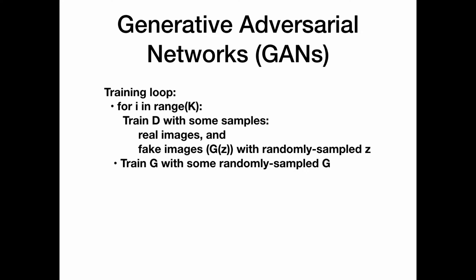So the training loop kind of looks like this. For various reasons, and there's often some annealing and everything here, we normally train the discriminator more often than the generator. We'll do k times of training the discriminator, then 1 of training the generator. That k number may change over time, part of our schedule. So we basically train D with some samples: a real image, and a fake image. How do we get z for this?